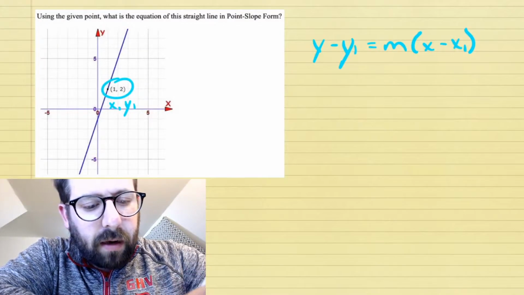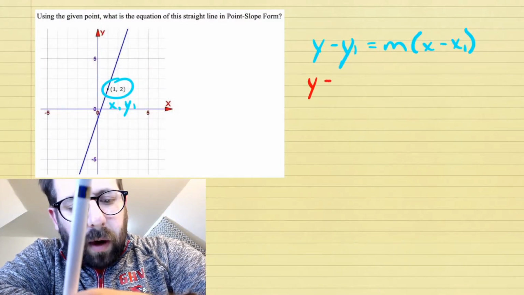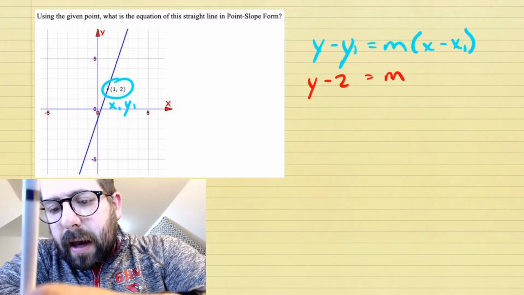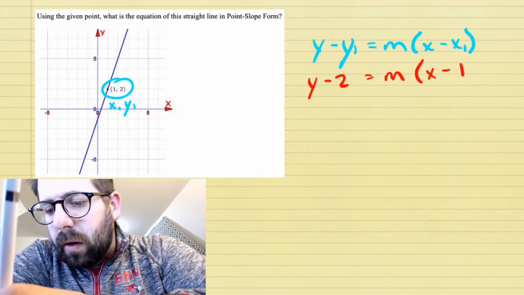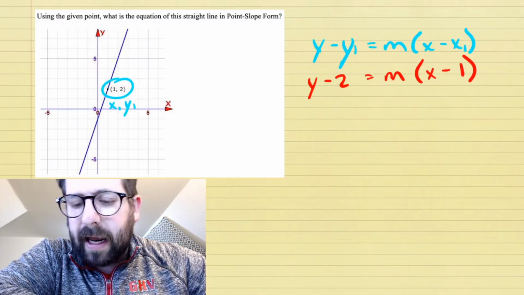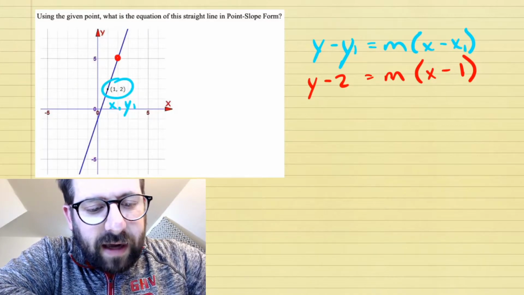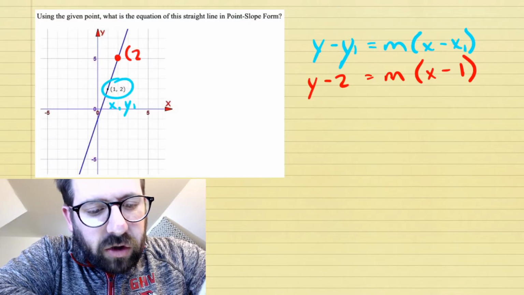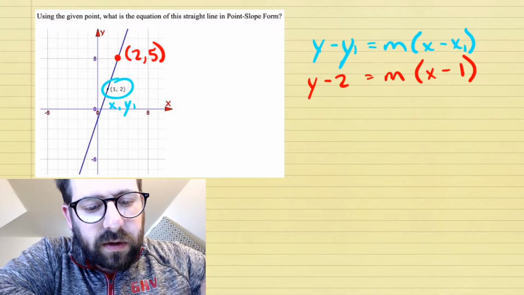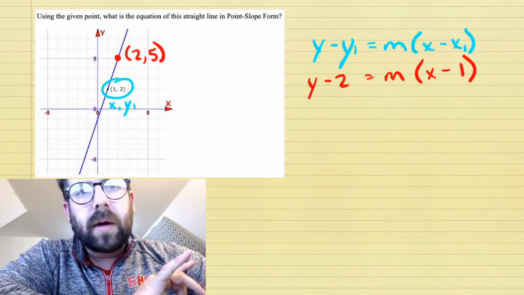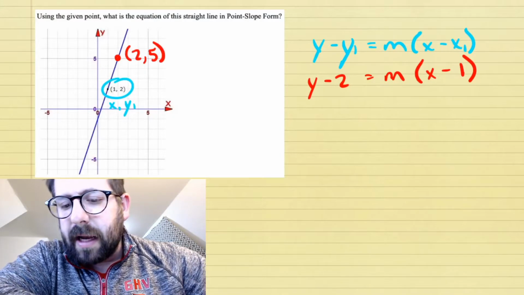So plug in my x1 and y1. My y1 was 2, my x1 was 1. So that's my coordinate that I had here. I need to find slope, so I'm going to pick another dot down the road. I'll pick this dot up here. That dot is, what, 2, 5? It's 2 over, 5 up. Again, the right and left numbers first, up and down numbers second.